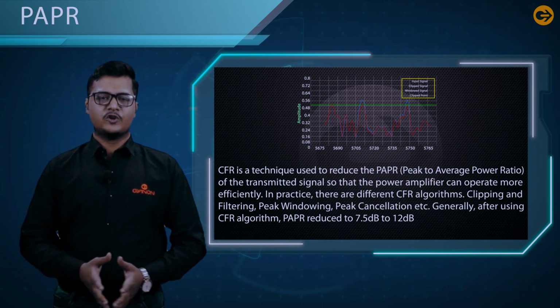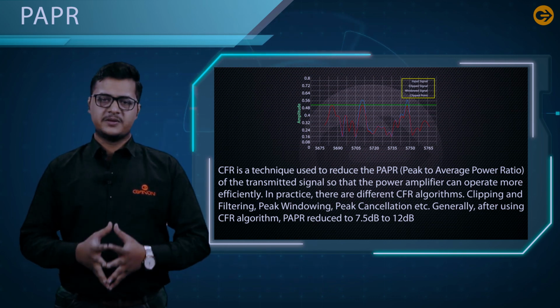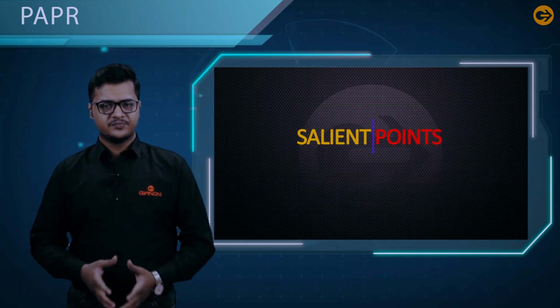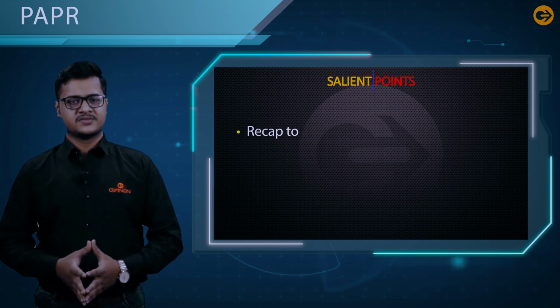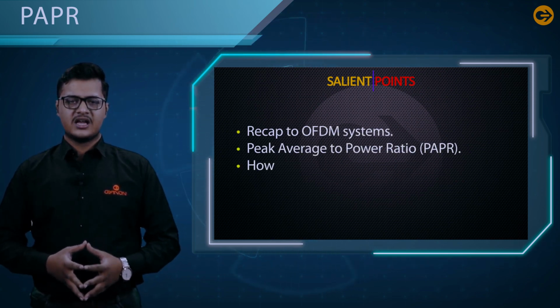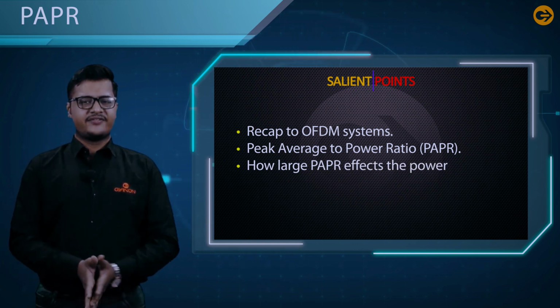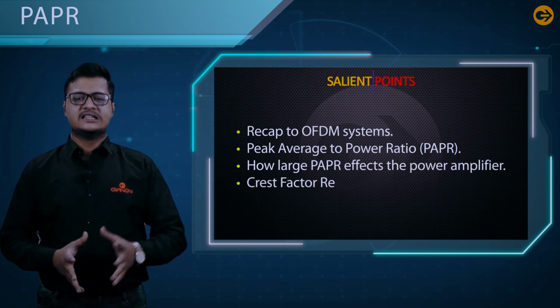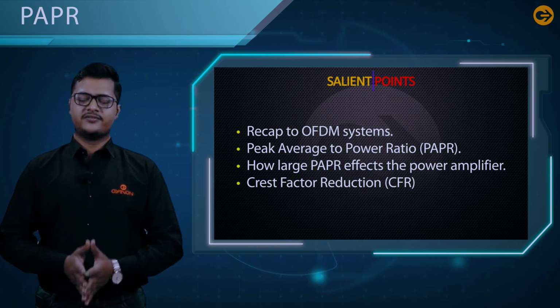And that is all about peak to average power ratio or PAPR. We have learned a recap of OFDM systems, peak to average power ratio or PAPR, how large PAPR affects the power amplifier, and the crest factor reduction or CFR.